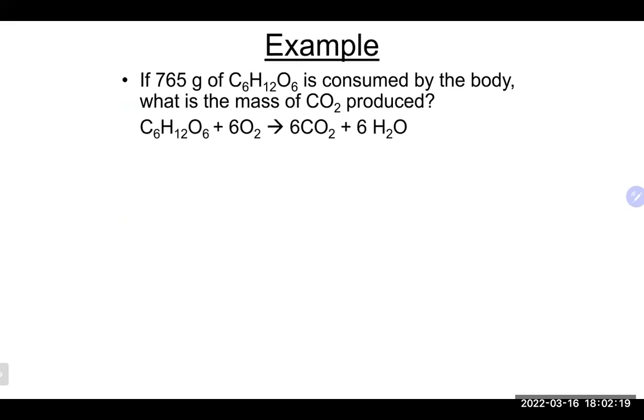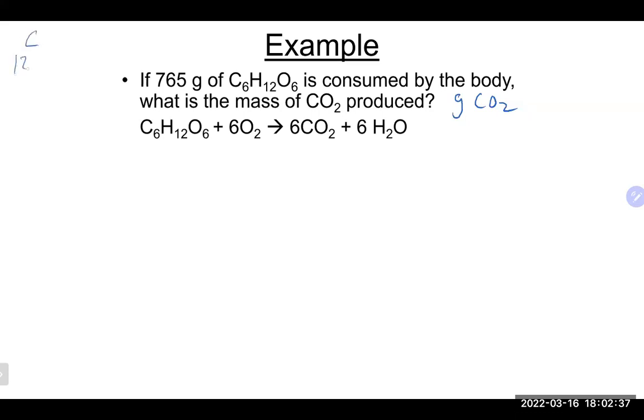All right, let's do this one. If 765 grams of C6H12O6 is consumed by the body, what is the mass? So we're looking for grams of CO2 that would be produced in this case. I'm going to give you some info that will be helpful.